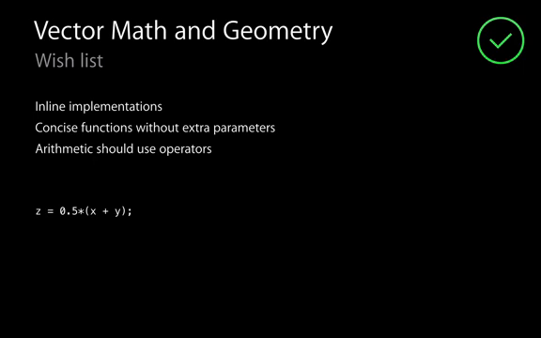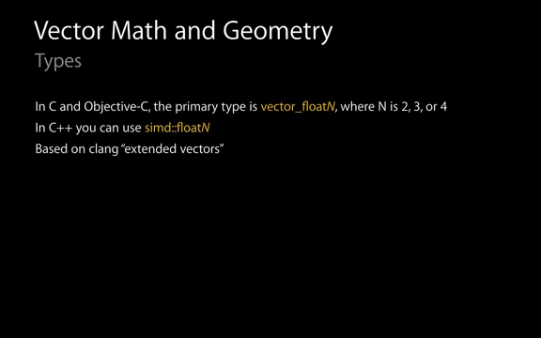All right, so let's dive into what's actually available here and what we're doing. First, the basic types. We have a lot of vector types available in SIMD, but the ones that you're going to use most often when you're doing vector math and geometry are the 2, 3, and 4-dimensional float vectors, which are just vector float 2, vector float 3, and vector float 4. If you're writing C++ code, again, we have the names that match Metal. They're in the SIMD namespace. You can just say float 2, float 3, float 4.